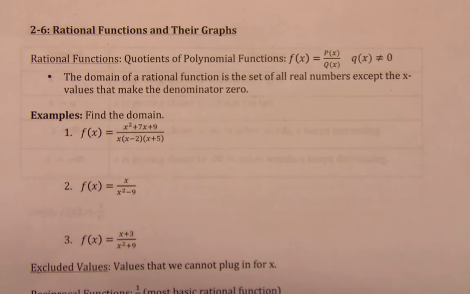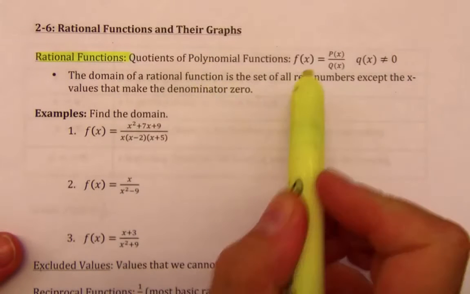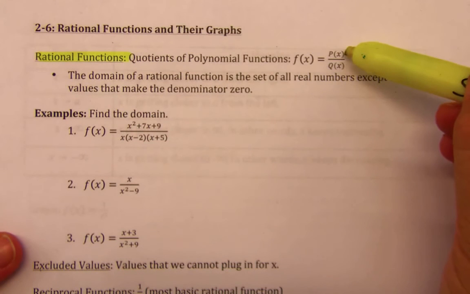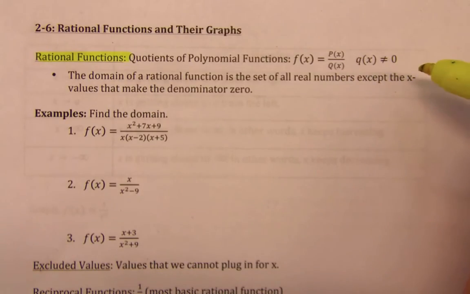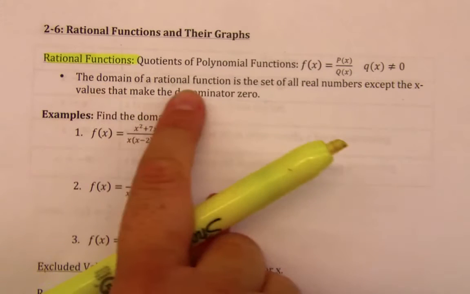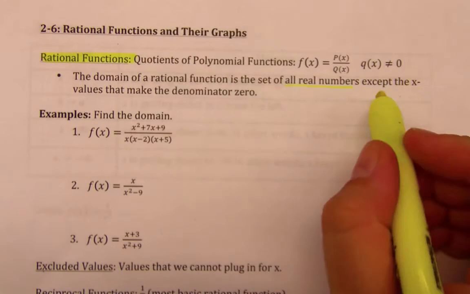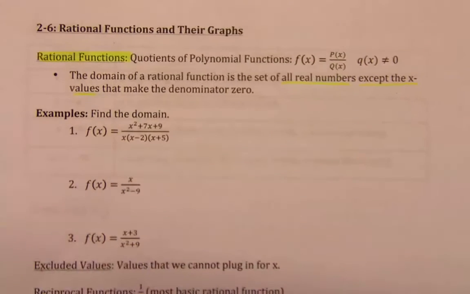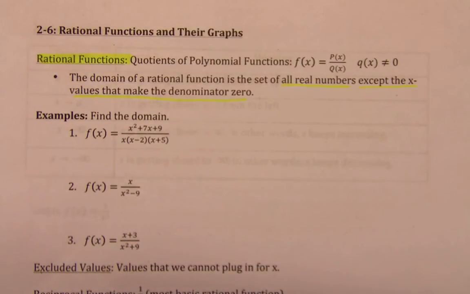Now let's talk about rational functions really quickly. Rational functions are functions where we have a polynomial over another polynomial. So that's what we're seeing here. We want to be careful and make sure that our denominator is not equal to 0 because we can't divide by 0. So the domain of a rational function is the set of all real numbers, except the x values that make the denominator 0.